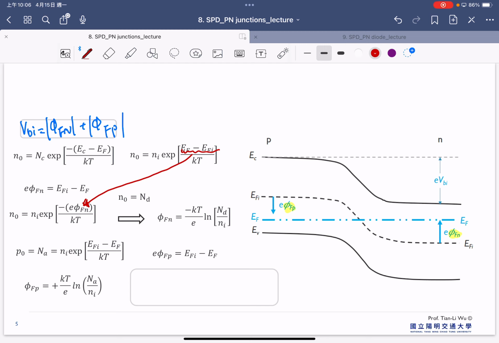Since right now we are considered in the N region, our concentration n0 is just equal to the concentration of the N type, so that's equal to ND. So in the end, this equation will become like here.